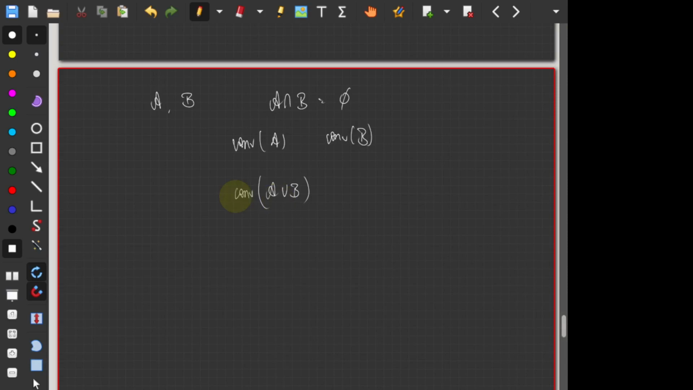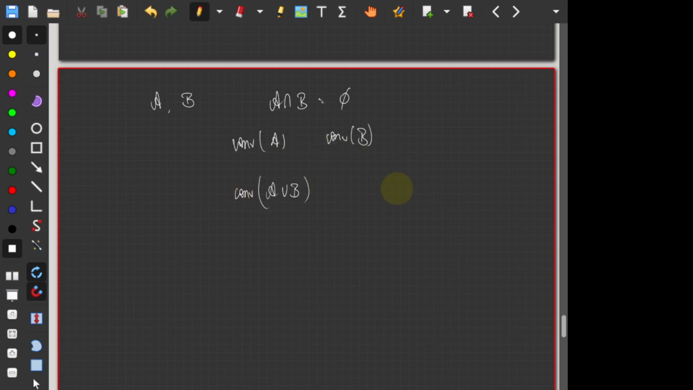We'll get to this a little later, but what do you think will happen? Okay, we'll get back to what happens to unions and intersections of closed and convex sets and so on. But firstly, if A intersection B is empty, does it mean that the convex hull of A and convex hull of B are disjoint? Not necessarily, right?